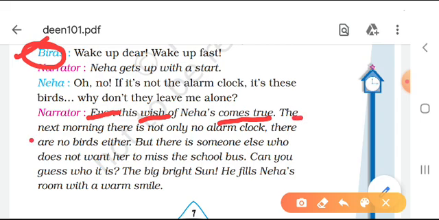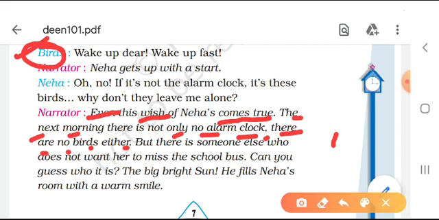The next morning there is not only no alarm clock, there are no birds either. So now on the next morning, both things, the one is alarm clock, the second is birds, both are not here, both are not disturbing Neha. It means the birds also do not come here to wake up Neha. Alarm is also not waking up Neha.